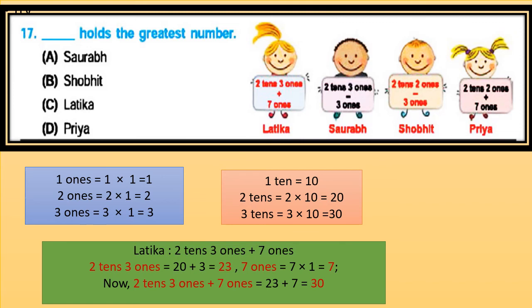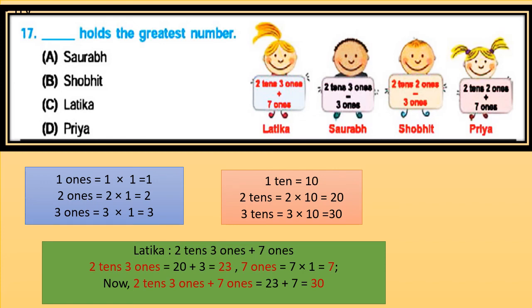Now we know that 1 ones is 1 into 1, 1, 2 ones is 2 into 1, 2, and 3 ones is 3 into 1, 3. And 1 ten is 10, 2 tens is 2 into 10, 20, 3 tens is 3 into 10, 30.